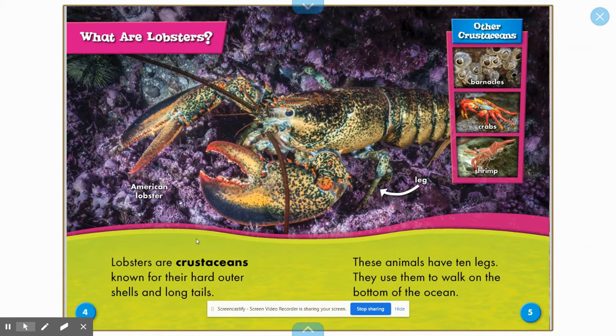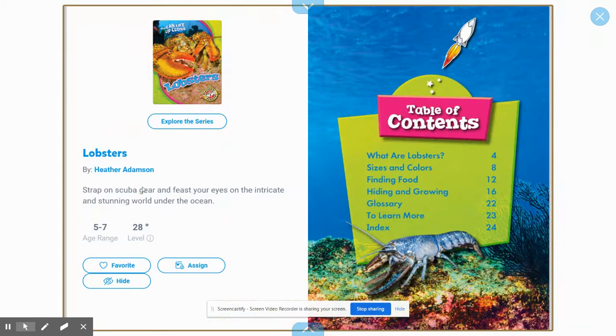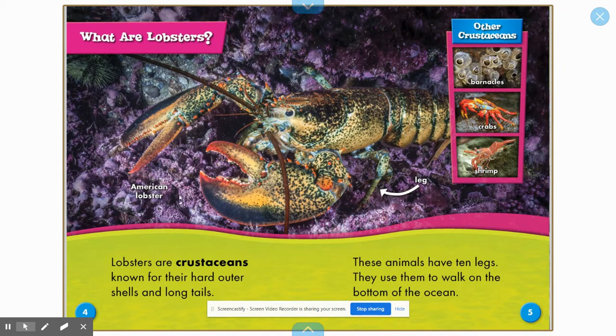These animals have 10 legs. They use them to walk on the bottom of the ocean. Now that we're done with our text, I like to look at all the pictures and other text features I see on the page. This big picture is of a lobster, and I can look at the labels, this text feature right here, American lobster, to know that this picture is the American lobster. So there's another text feature. And then we have another label, which is leg. And this label points directly to the lobster's leg.